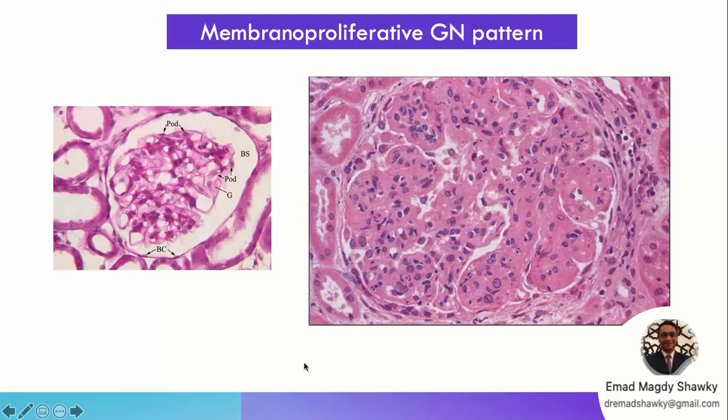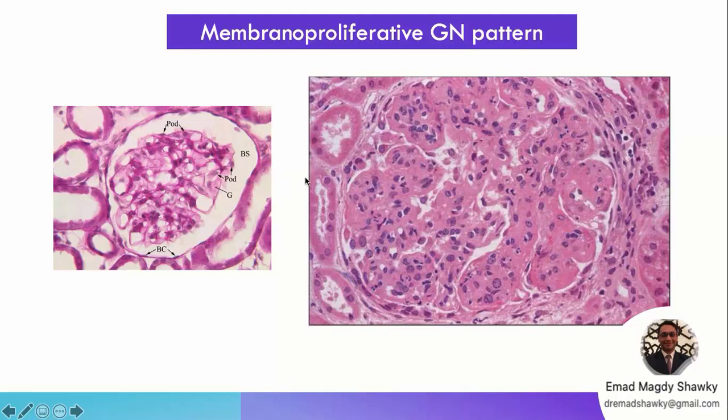Let's see here. This is the same as we represent in the diagram. This is the normal glomerulus. This is the Bowman's capsule, and those white spaces are the glomerular capillaries. This is the urinary space, and this deep pinkish stain is the mesangium, and those nuclei are the mesangial cells.